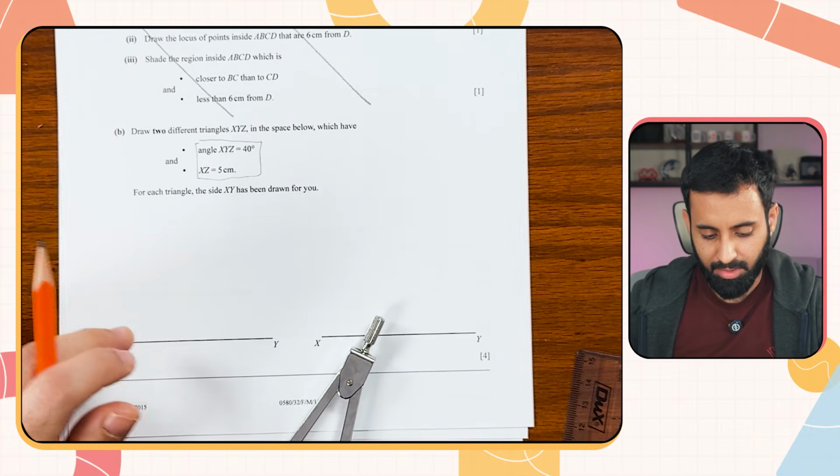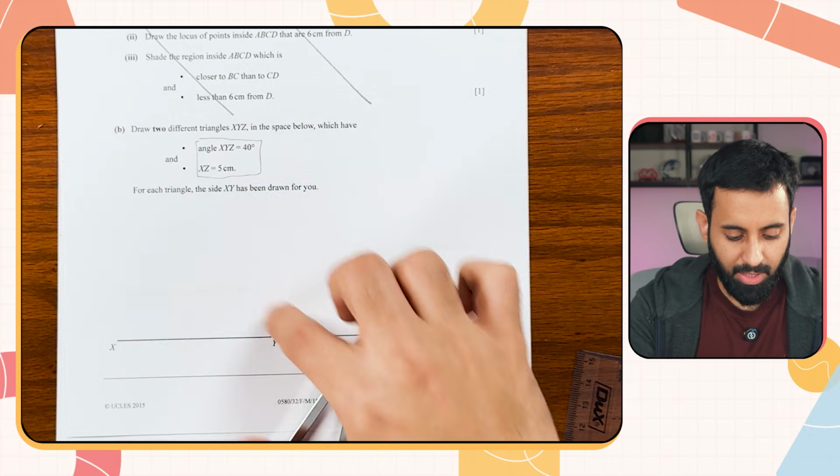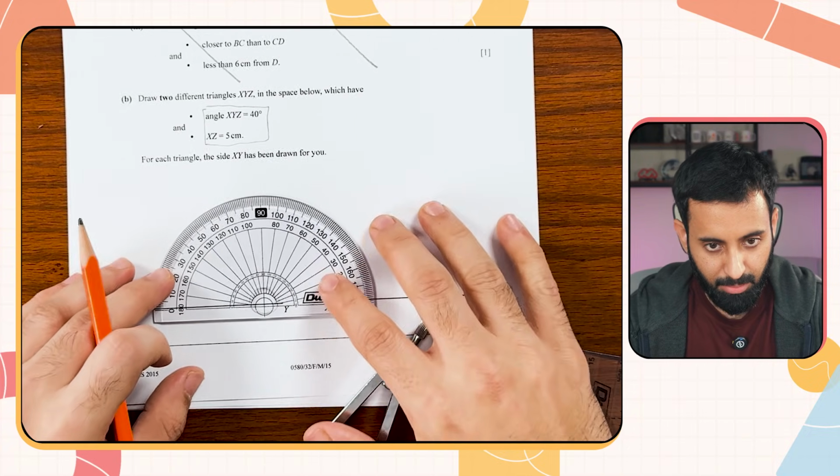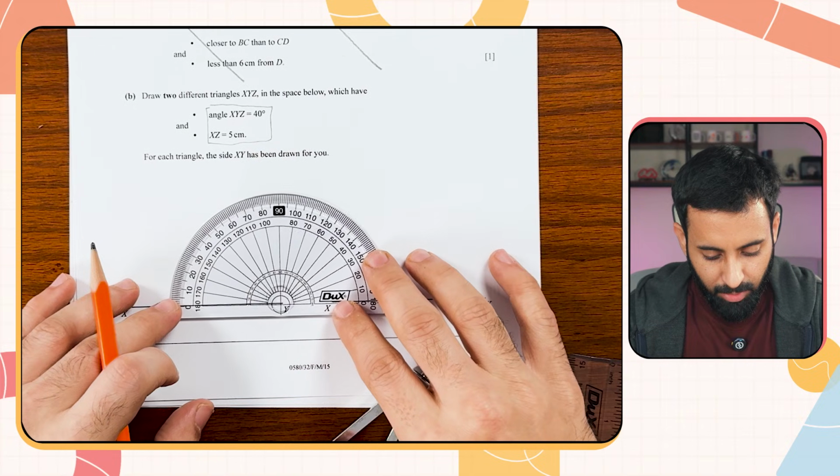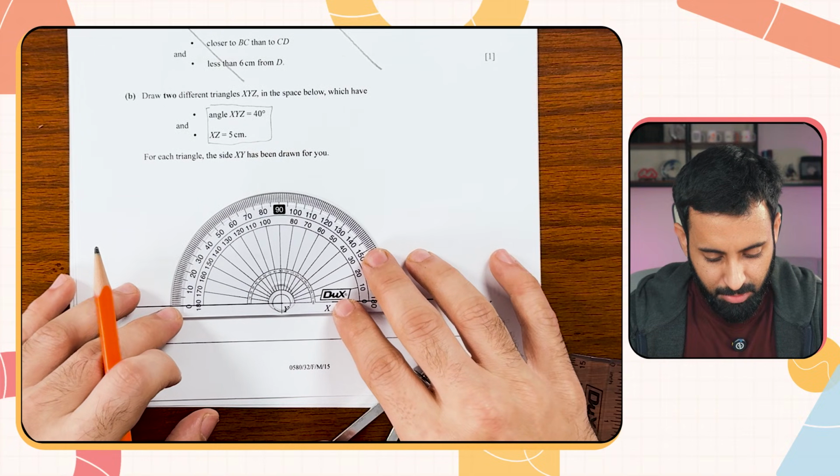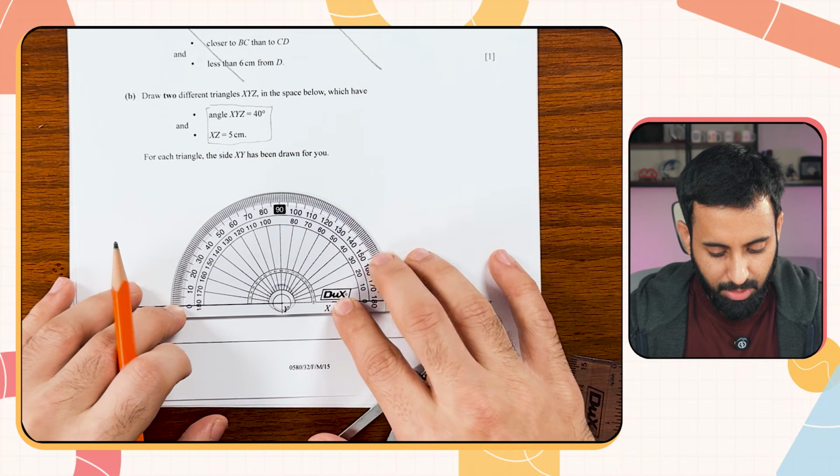Angle XYZ equals 40 degrees. That means this angle XYZ is going to be 40 degrees. Now we're going to place our protractor over here. We're going to measure 40 degrees. Now at this point, I'd like to mention something. I'd like to clear something out, that we see two 40 degrees.